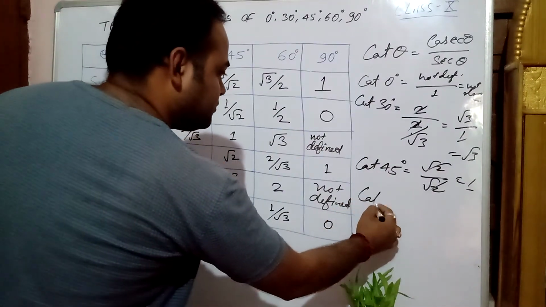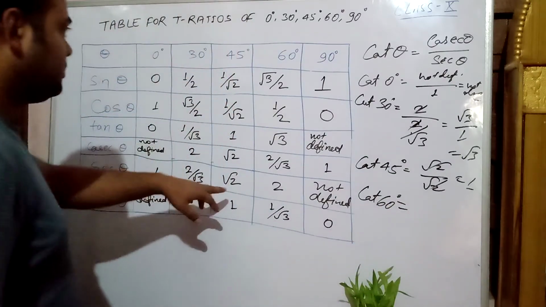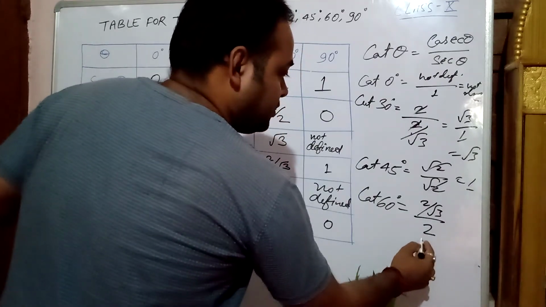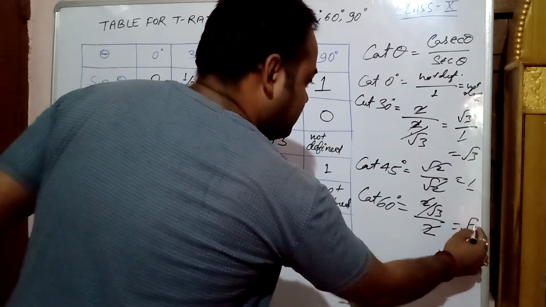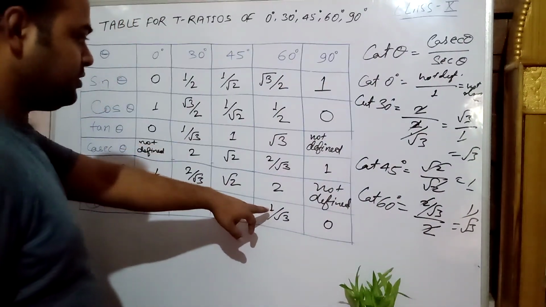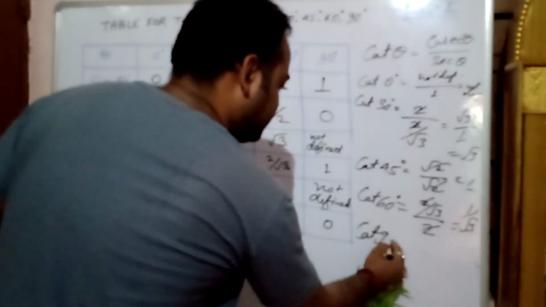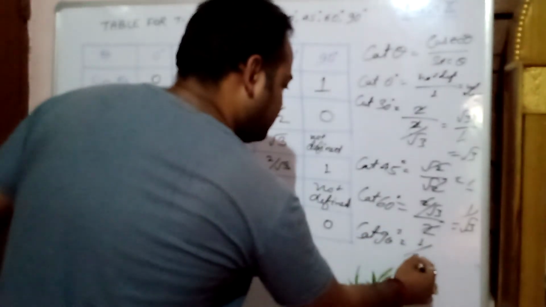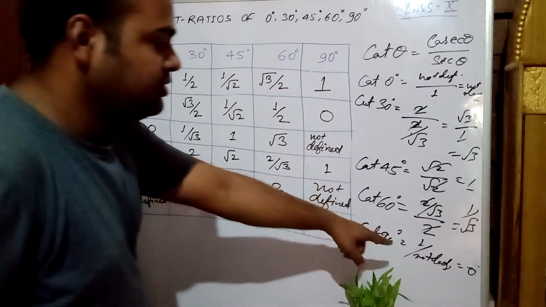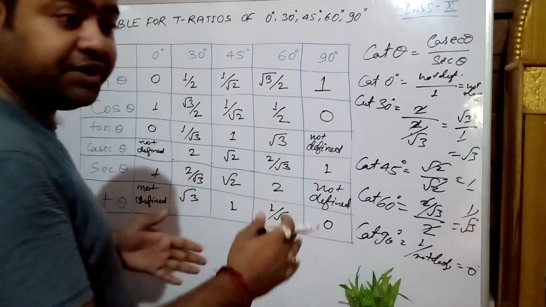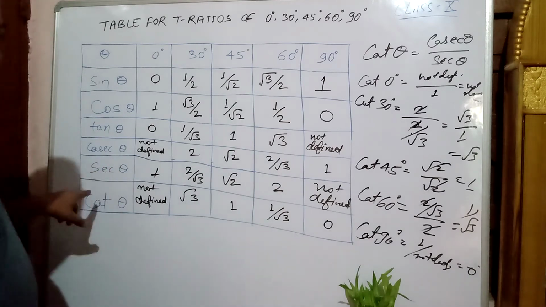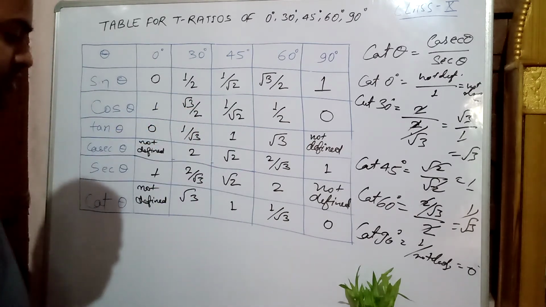Cot 60 degree is equal to cosec 60 by sec 60, 2 by root 3 divided by 2. You cancel this, you got 1 by root 3. Now cot 90 degree is equal to 1 by not defined, which is 0. Not defined means infinity, a large number. 1 by large number is 0. By this type you have to remember this for class 10.